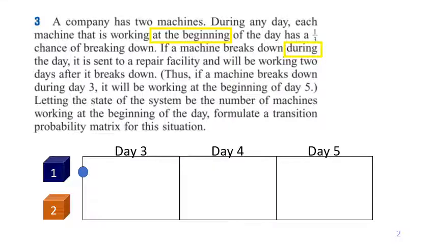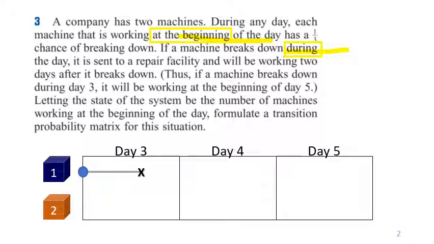So you really need to pay attention here: you inspect the condition of the machine at the beginning of the day, but then the machine may break down during the day. So if a machine breaks down during day 3, it means that at the beginning of day 3 it is working fine, and then it keeps working until one point during day 3, it broke down.